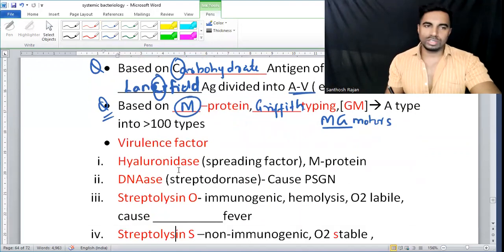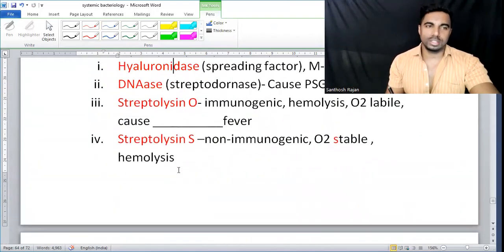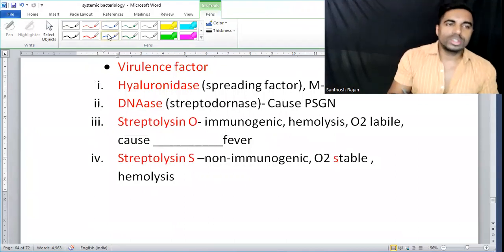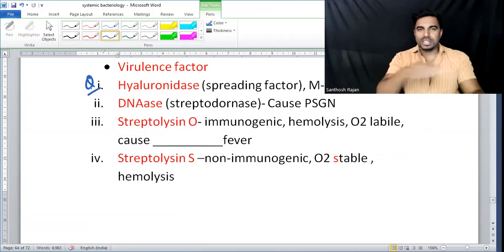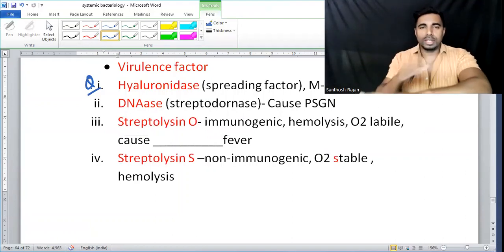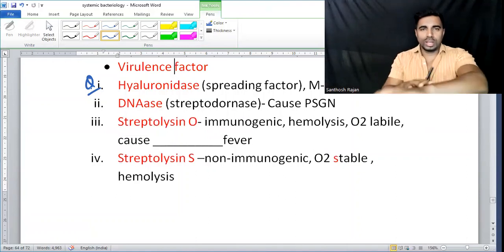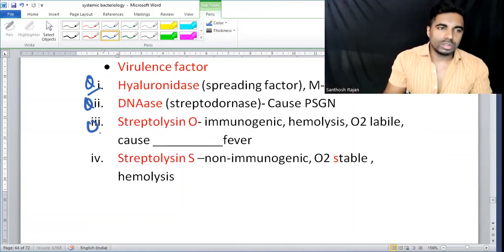So what are the virulence factors? We have many important virulence factors. They are like this. Hyaluronidase is one of the main reasons the infection spreads. It breaks the tissues, so the infection spreads. If you see cellulitis in diabetic patients, the whole skin is red. That's because of hyaluronidase. And we have DNase also, and we have streptolysin O.